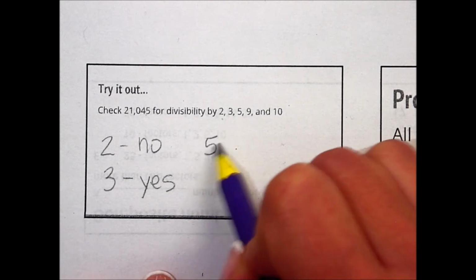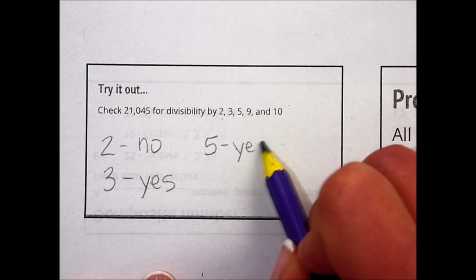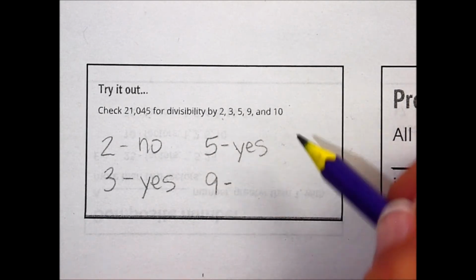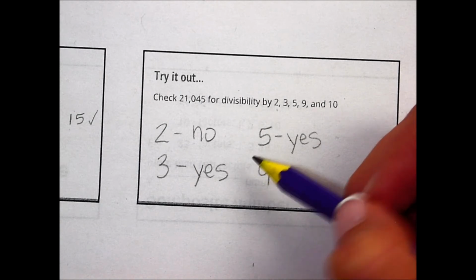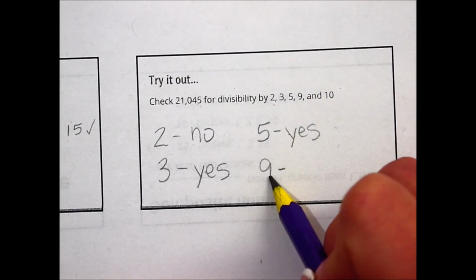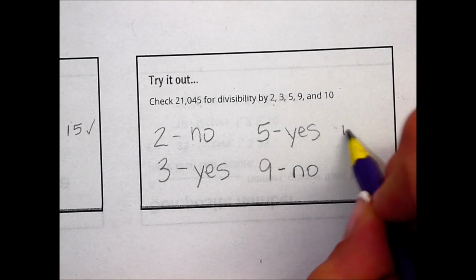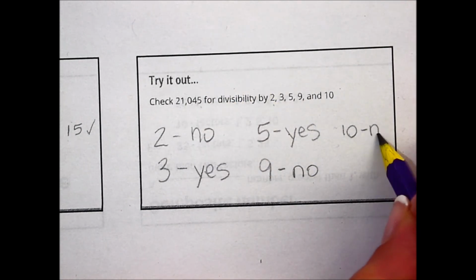Let's try 5. Last digit is a 5. So yes, it's divisible by 5. Now 9. All right, we already added our digits and we found that the sum was 12. 12 is not divisible by 9, so we're going to put a no. And finally, let's check for the number 10. It does not end in 0, so that's a no.